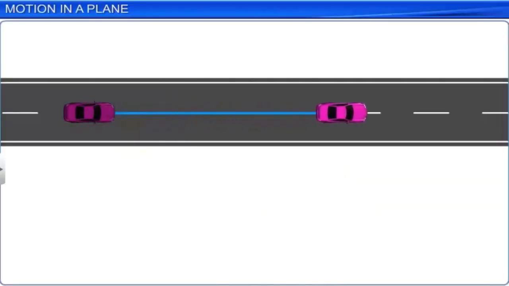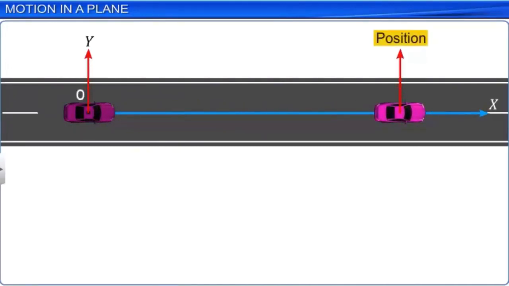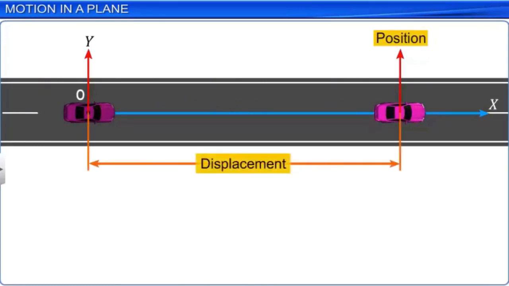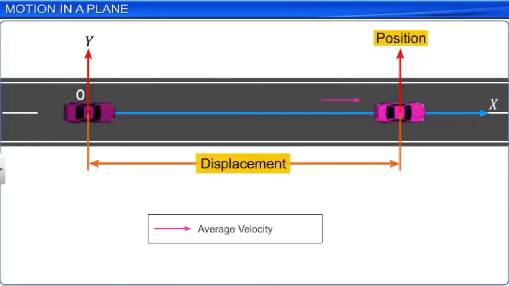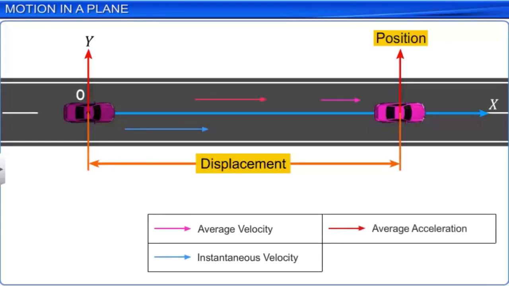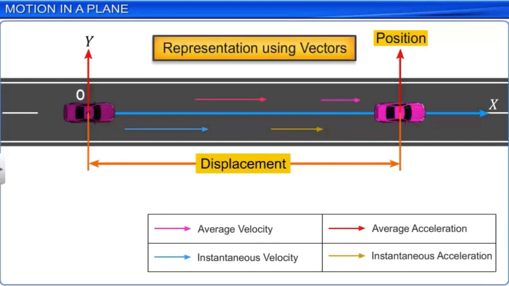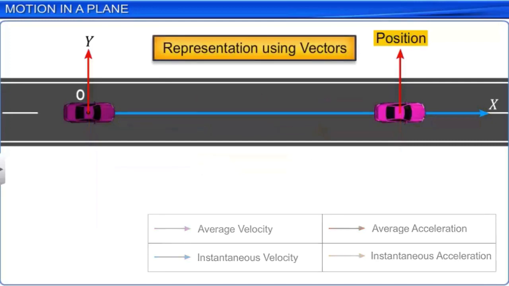Now we are going to explore motion in a plane, that is in the x and y directions. Here also the object is in motion, so obviously it will have physical quantities such as displacement, position, average velocity, instantaneous velocity, average acceleration, instantaneous acceleration. In this part we are going to use vectors to represent the position or displacement or whatever it is, because they are in a plane now, not in single direction movement.